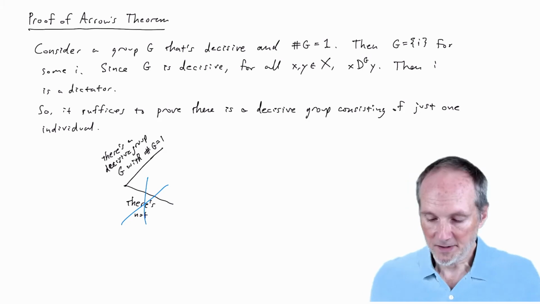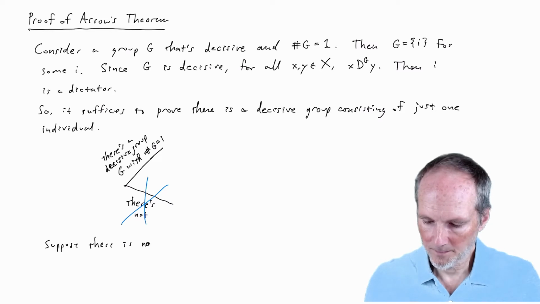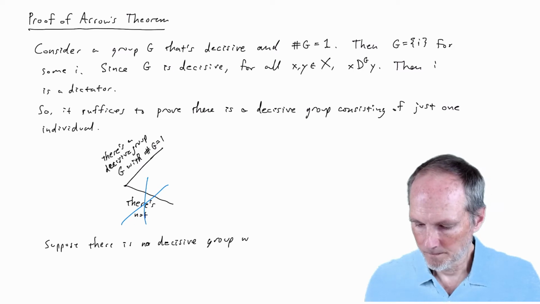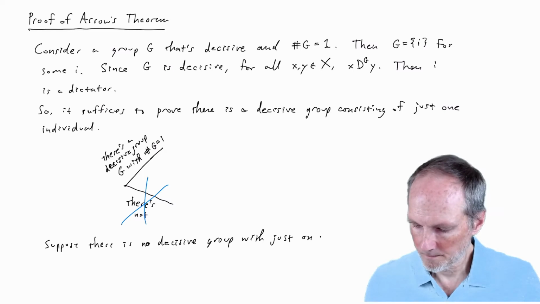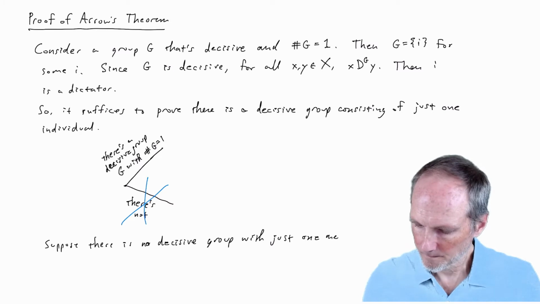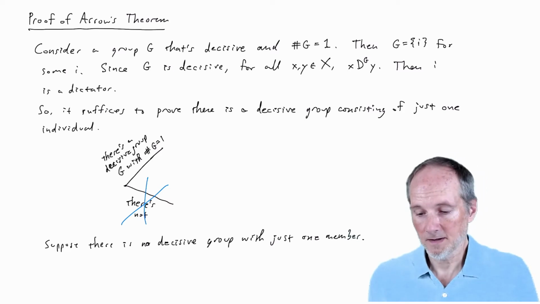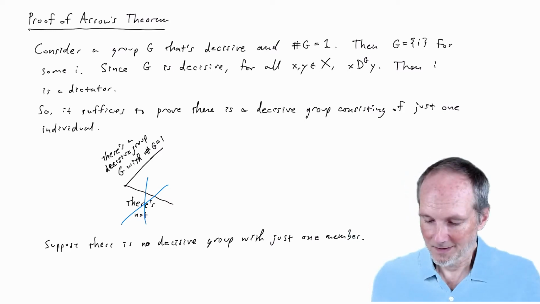All right, so let's follow that bottom branch. So let's suppose that there is no decisive group with just one member. Right? That's going to be a supposition that we carry now to the end of the proof.